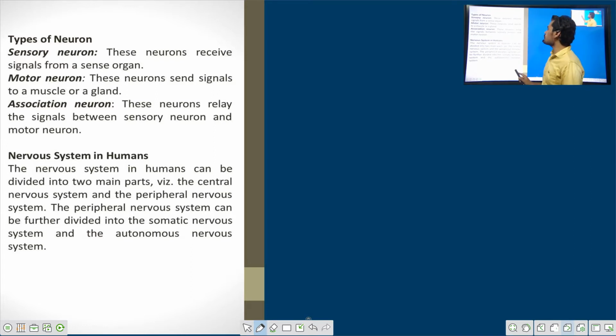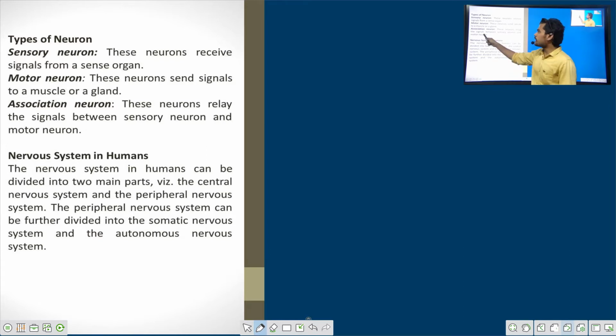Association neurons relay the signal between sensory neurons and motor neurons. I'll take the previous example of the mosquito itself. You can see on my right hand there's a mosquito. Due to sensory neurons, I receive the signal that there is a mosquito sitting on my right hand. With the motor neurons, it passes to the muscles, other parts of the muscles. And association neurons help the signal pass from the hand to my brain so that I can react immediately.